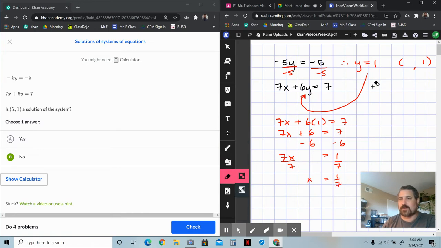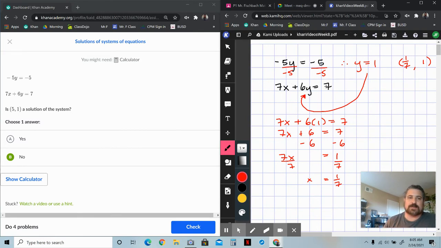That means that the ordered pair that should be a solution to both is the ordered pair (1/7, 1). When we think about that one here, the y value of 1 works because this is just a line at y equals 1. And then over in this one, it works because when you have 1/7 of 7, that's going to be 1, and then 6 times 1 is going to be 6. So 1 plus 6 is going to be 7. So this would work. This is the solution to the system, not (5, 1). Anyways, a little bumpy there because I was being sloppy, but I think you get the idea.